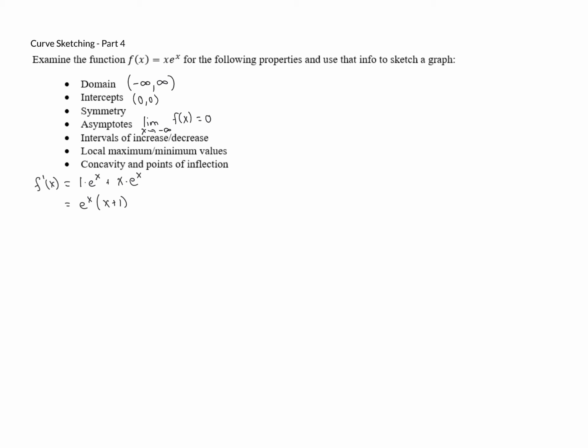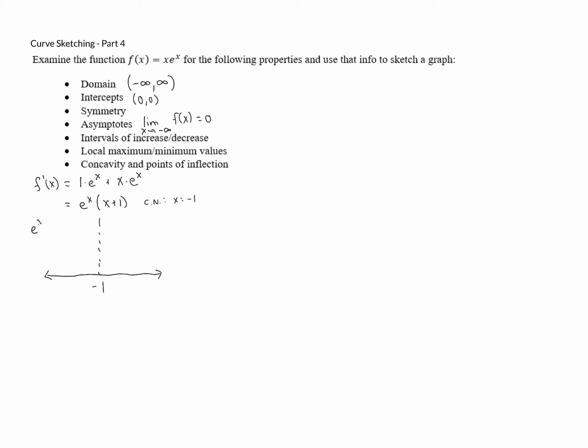We can make a sign chart here, then. We need our critical numbers. This is never undefined. If we want to know when it equals 0, remember e to the x never equals 0, but x plus 1 equals 0, specifically when x is negative 1. So our only critical number is negative 1.